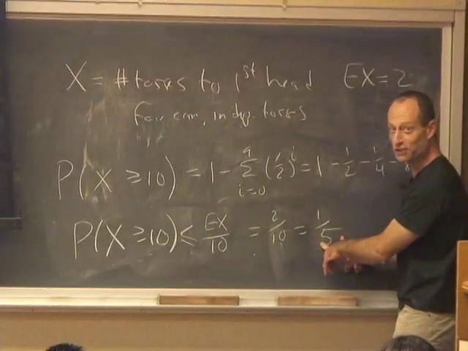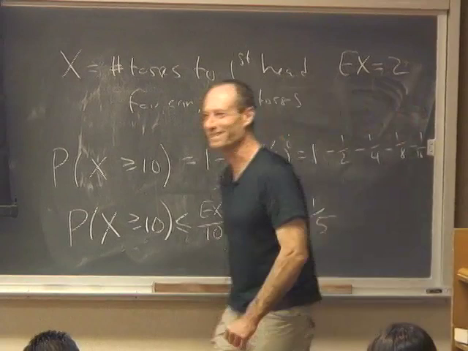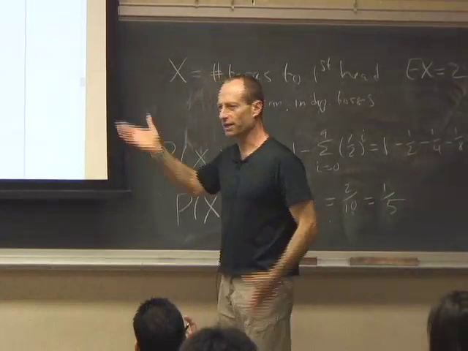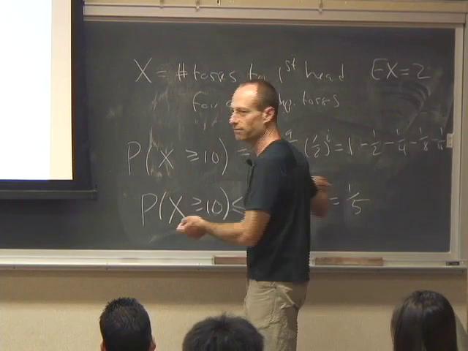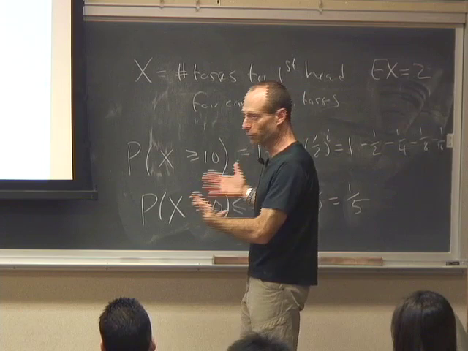100 times less. Yes? How can we make it more accurate? Markov's inequality is not going to help us because this particular random variable doesn't have a distribution that makes Markov's inequality sharp. The kind of distribution that makes Markov's inequality sharp only has two possible values. This has an infinite number of possible values. So it's always true, but it's not always a very good bound. Yes?